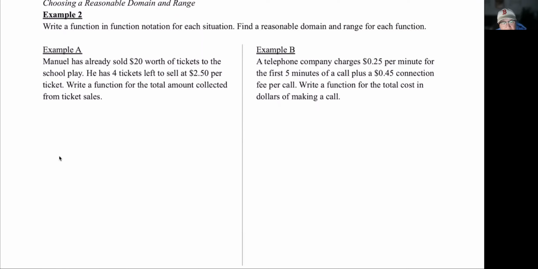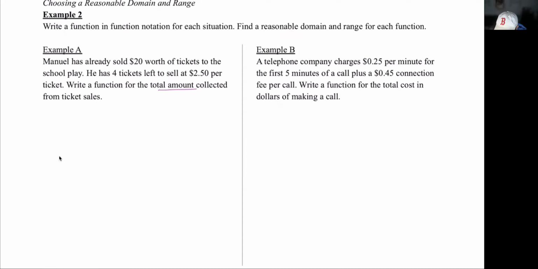Write a function. Okay, hold on a second. So he already sold $20. He just needs to sell more. So the function is based on the total amount to be collected after what has already happened, right? Okay, got it. So we want to know the total amount, but what's the amount based on though? Based on the number of tickets, right?